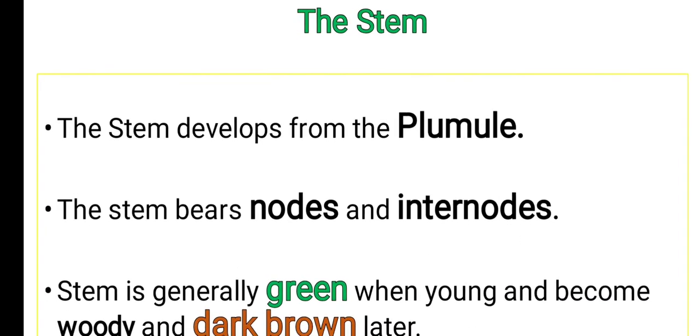Then comes the stem. The stem develops from the plumule. You know the parts of a seed. In the seed we come across radicle and plumule and all. From where does the root originate? It comes out from the part called radicle. Similarly, the stem develops from the part of the seed known as plumule.